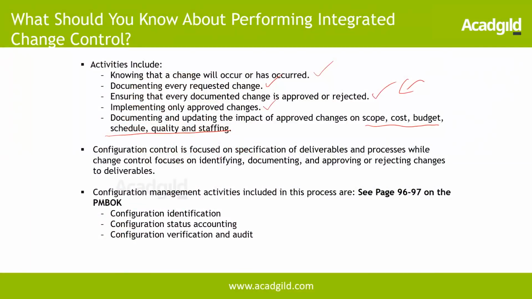Then these changes are going to go through the change control process and through configuration management. Configuration control is focused on specification of deliverables and processes, while change control focuses on identifying, documenting, and approving or rejecting changes to deliverables. If you refer to the PMBOK, it talks about the configuration management activities, more on configuration identification, status accounting, and verification and audit, because every configuration item, any document, needs to be audited at regular intervals to see whether the configuration management process has been adhered to.